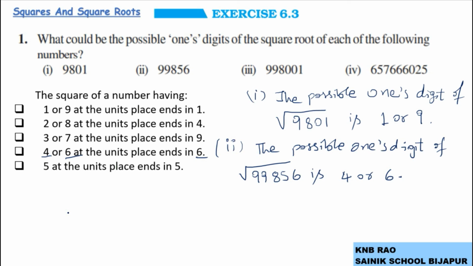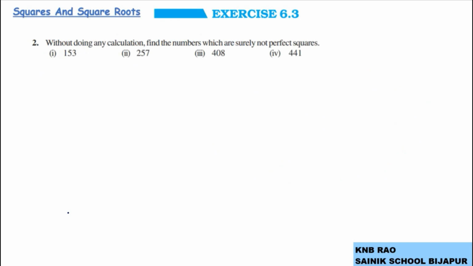Now I will discuss only the second question of exercise 6.4 and I will wind up this session. The rest of the questions we will continue in our next session. Next: without doing any calculation, find the numbers which are surely not perfect squares. Now you can straight away observe the units place digit and say whether they are square numbers or not.